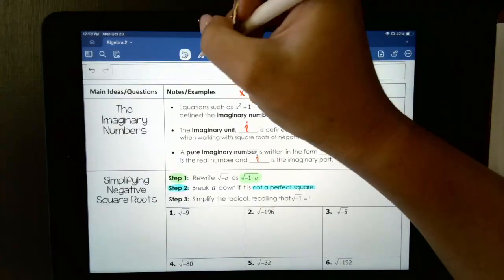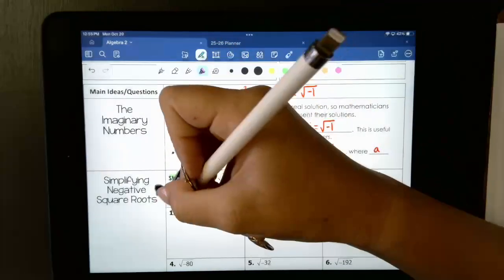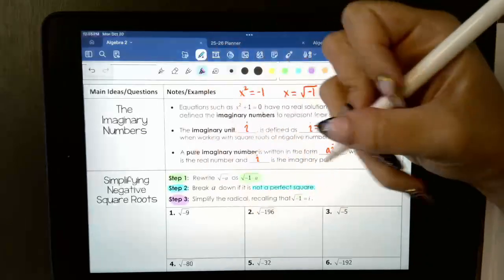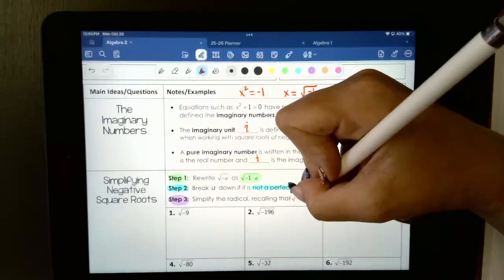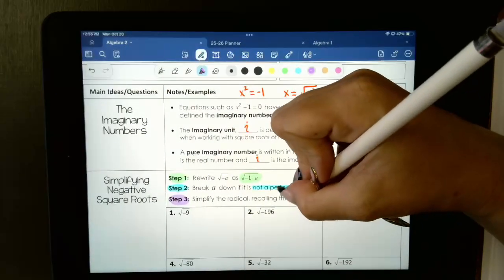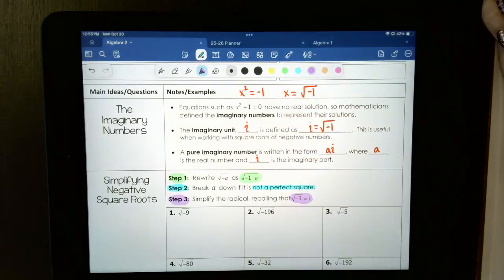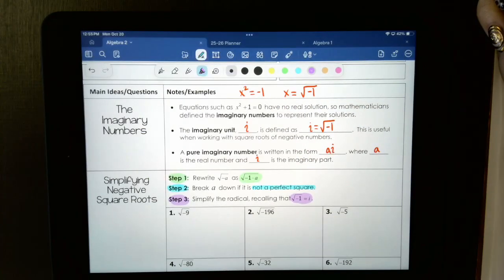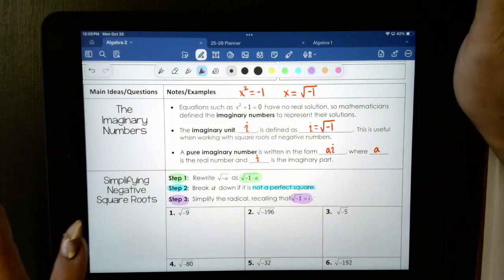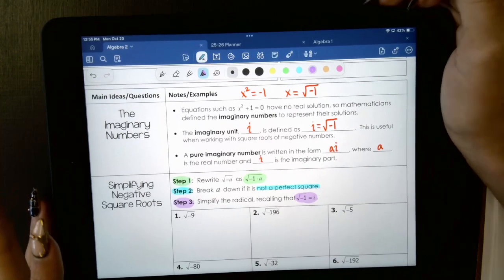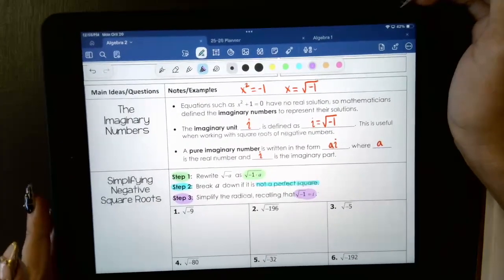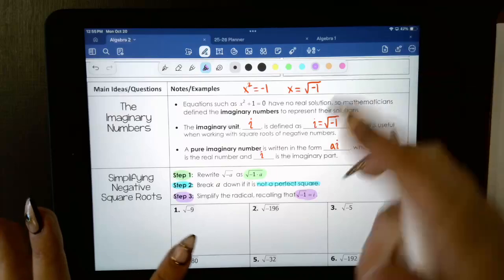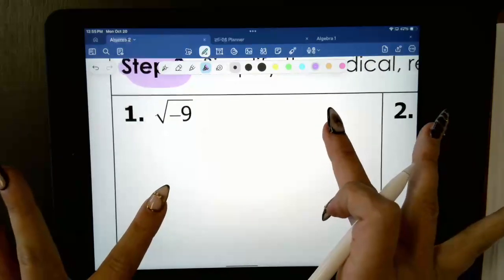Okay, and now on to the last part, step 3. We're going to simplify the radical and recall that the square root of -1 is equal to i. Now, does everybody have that? Does everybody understand? Okay. Now, let's move on to number 1.